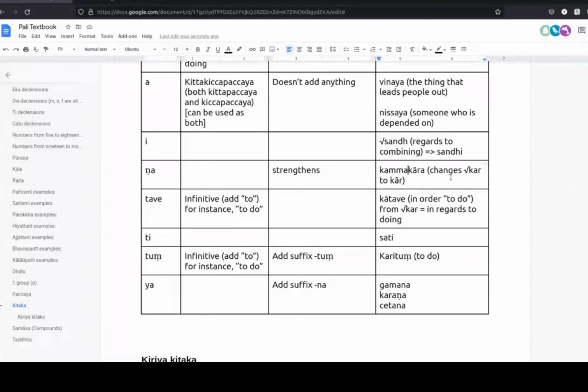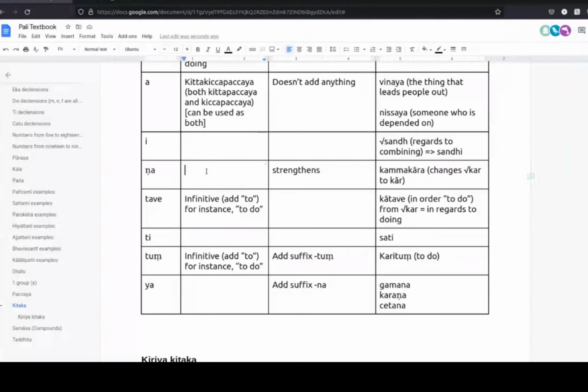Yeah, we haven't done compounds. Compounds is our next lesson, but everything you're seeing here is all compounds. And how can it be translated? One who does kamma. Oh, okay. So this is from the root kar, and all you've done is strengthen the root. Yeah. Kar in regards to doing, and this is one who does.